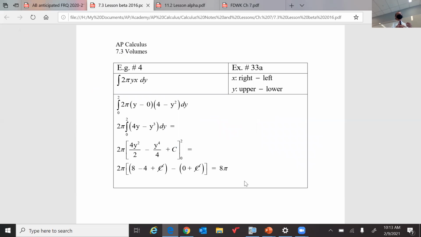Now what? You bring the 2 pi out front. You're going from 0 to 2. We're doing the problem dy. Distribute the y over what's in the parentheses. Power rule in reverse. And it takes you to 8 pi. The 8 pi is less important than that top line, how we set it up.